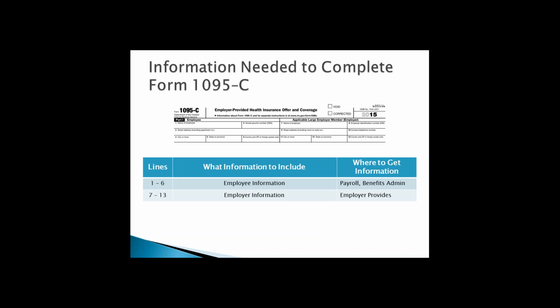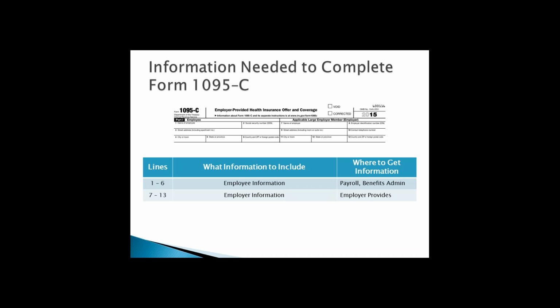So next, we will review the information needed for the 1095C, the employer provided health insurance offer and coverage form. This form goes to each applicable employee. So a copy of this form must be given to that employee by January 31st of next year.